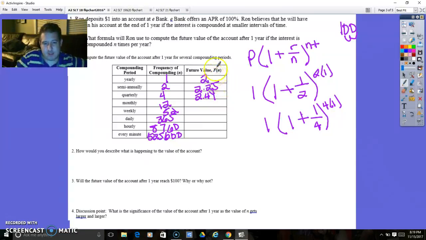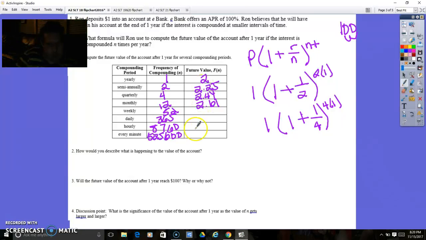So what you're now noticing is the more times you compound, the more times you're going to get interest on your interest. So as you keep going, you'll notice that the number is going to keep growing. If you do it 12 times, that's 1 divided by 12 plus the 1, to the 12th power, which is going to be $2.61.